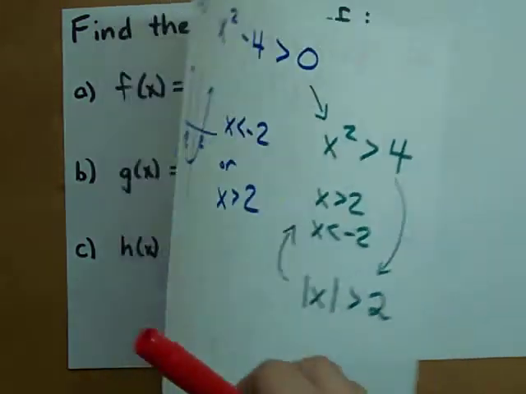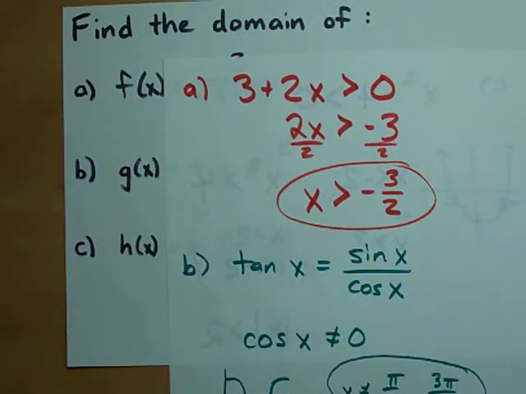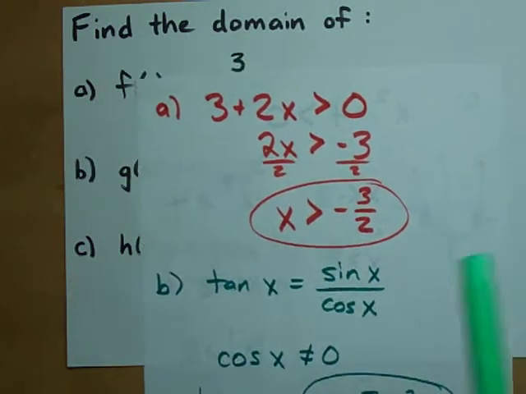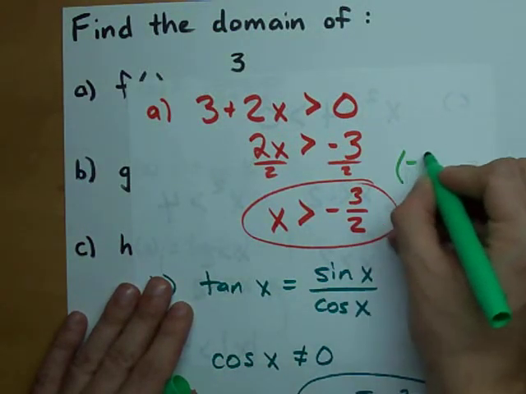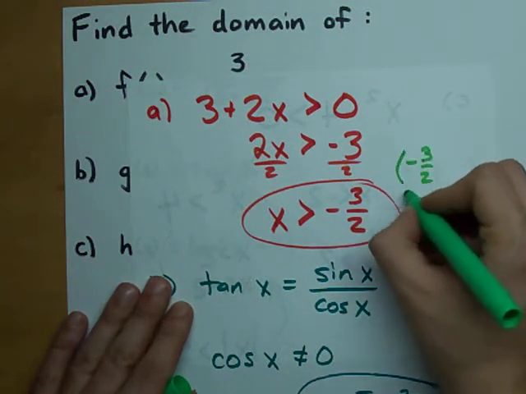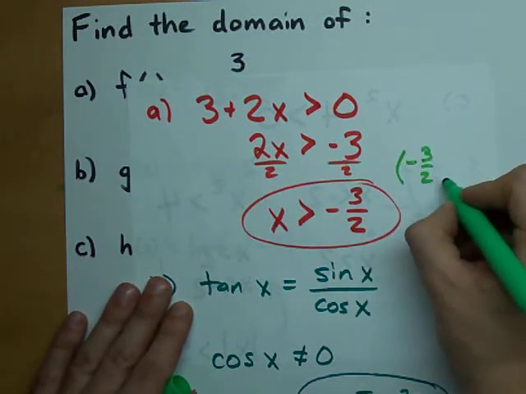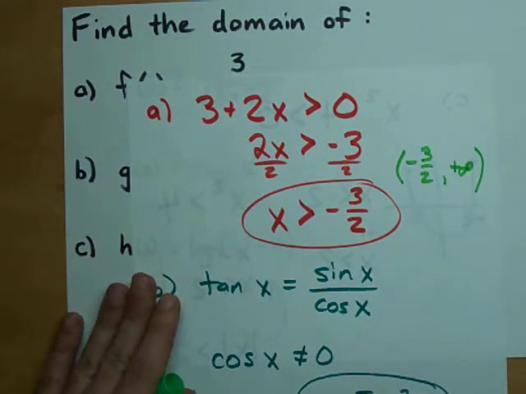Now, the last thing I want to point out is that this was the only question on the actual midterm. I just threw in the others as practice for you. This can also be written as negative 3 over 2 with a round bracket and positive infinity with another round bracket.